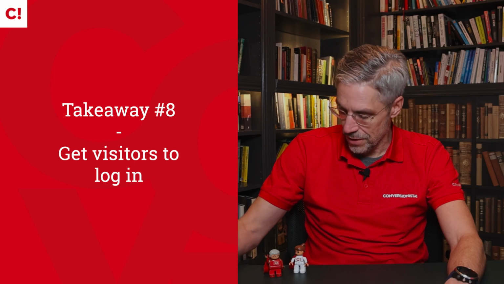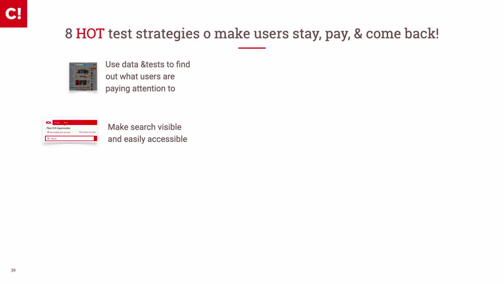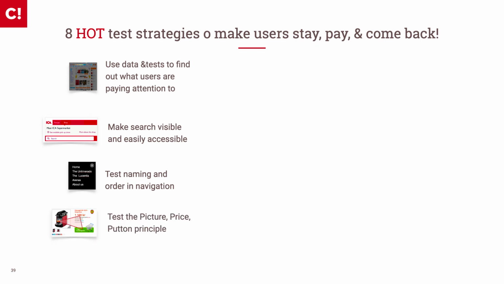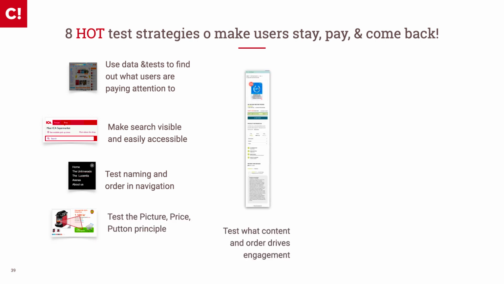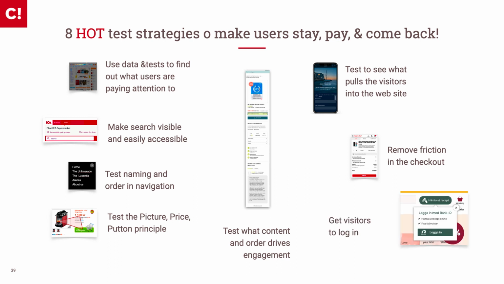Okay, with that, we're going to the summary, guys. Okay, 8 hot test strategies to make users stay, pay, and come back. Use data and tests to find out what users are paying attention to. Make search visible and easily accessible. Test naming and order in navigation. Test the picture, price, and button principle. Test with content and order drives engagement. Test to see what pulls visitors further into the website. Remove friction in the checkout. And finally, get visitors to log in.